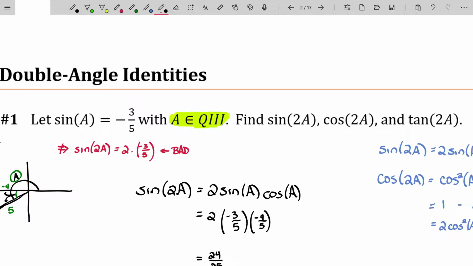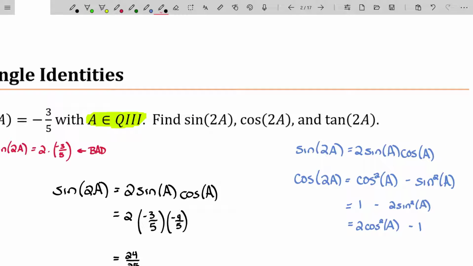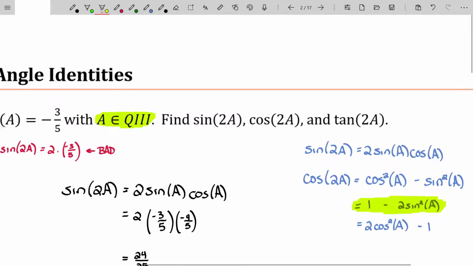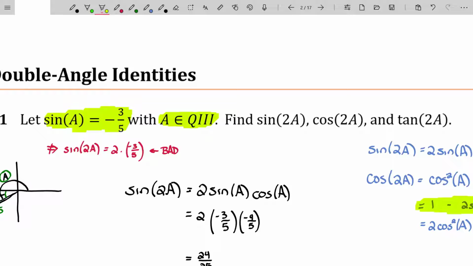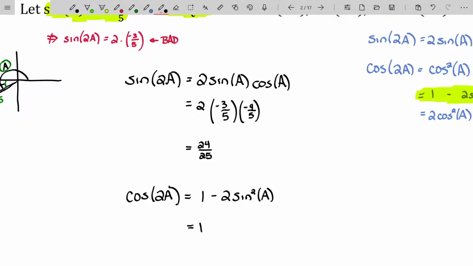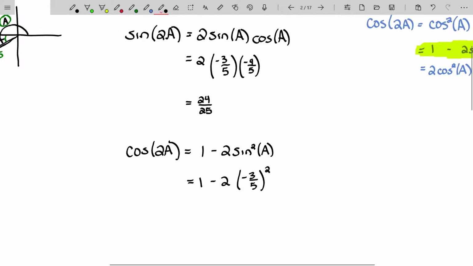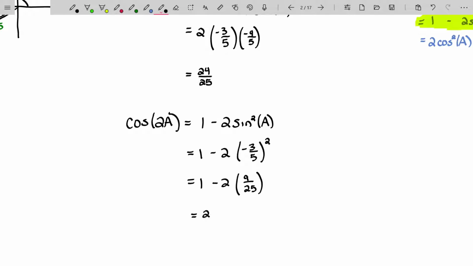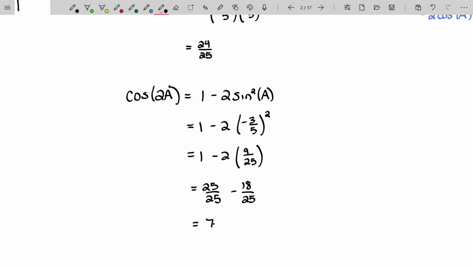The cosine gives me a choice here. It gives me 3 choices for the cosine of the double angle. And one of those, specifically this one right here, involves just the sine of A. And they've given me the sine of A. So without even drawing a triangle, I could actually just figure out what the cosine of the double angle is by using the identity 1 minus twice the sine squared of A. And we know that the sine of A is negative 3 over 5. So that's 1 minus twice negative 3 over 5 squared, because it's the sine squared. And then some arithmetic, right? So that's negative 2 times 9 25ths. And that would be 25 25ths minus 18 25ths, or in other words, 7 25ths.